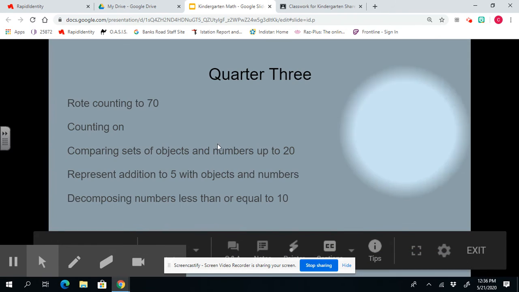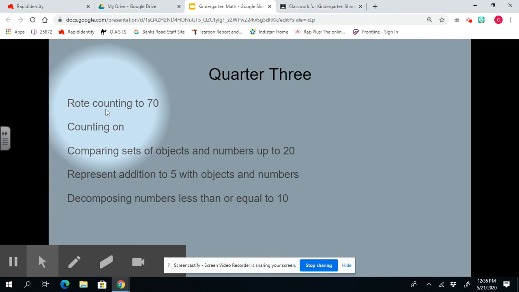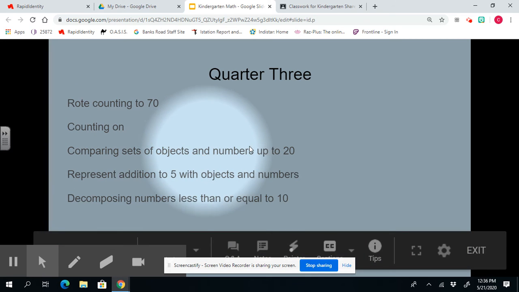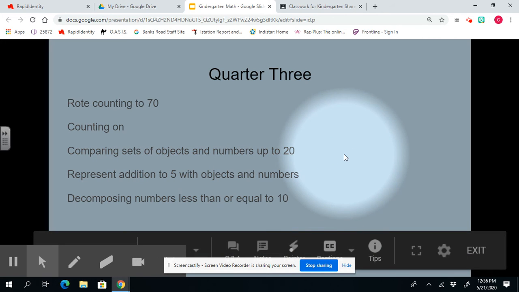Now, in quarter 3, we're going to be rote counting to 70, and this is also by ones and by tens. Counting on, so for example, if I said 42, your child would be able to start at 42 and count on. Comparing sets of objects and numbers up to 20. Represent addition to 5 with objects and numbers, and then decomposing numbers less than or equal to 10. And remember, this is the second half of the year.